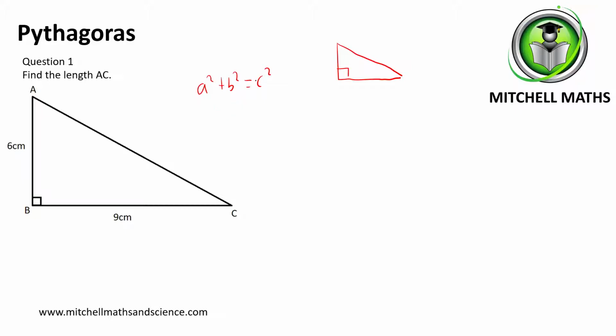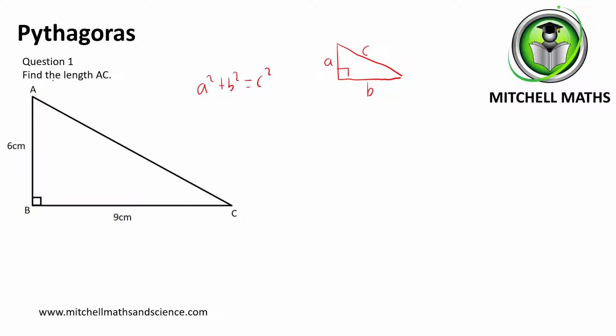If we have a look at C first, C is always the hypotenuse, and that's going to be opposite the right angle. So if we go to this triangle I've just drawn, the side opposite is going to be C. And A and B, it doesn't matter which way around you write them. I'm just going to write A here and B here. And yeah, this works for right-angled triangles.